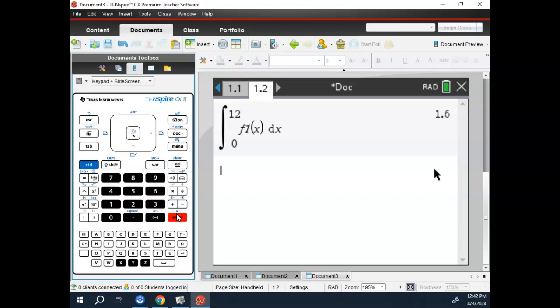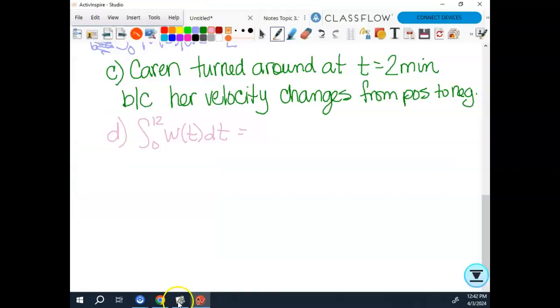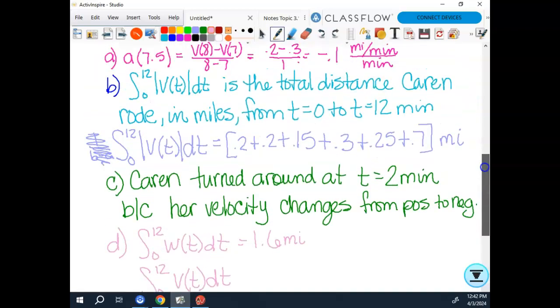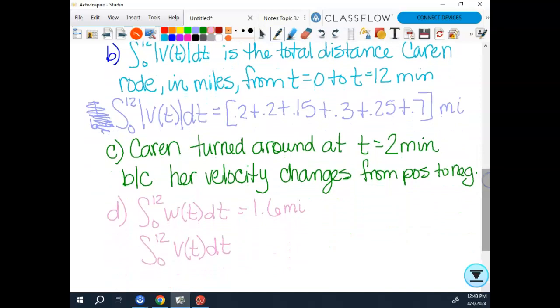We all good so far? So we get 1.6 miles. All right, so then we also need the integral from 0 to 12 of v of t dt. Do we already have that? We sort of do, right? Now, we didn't add all this together because we didn't have to.